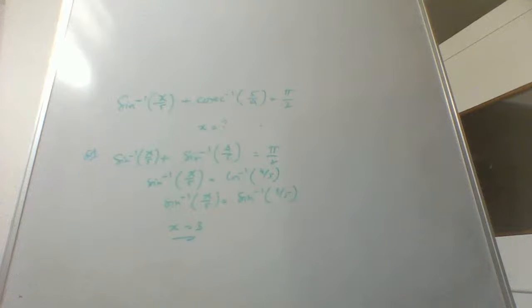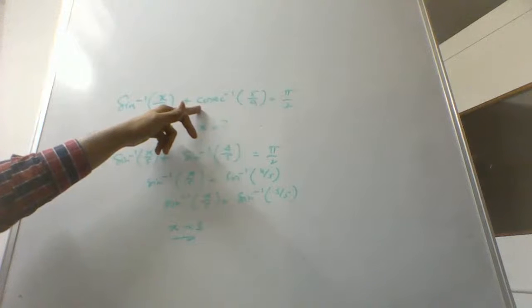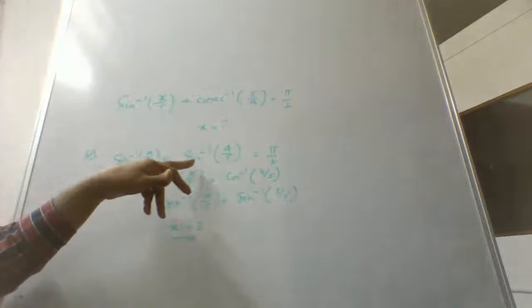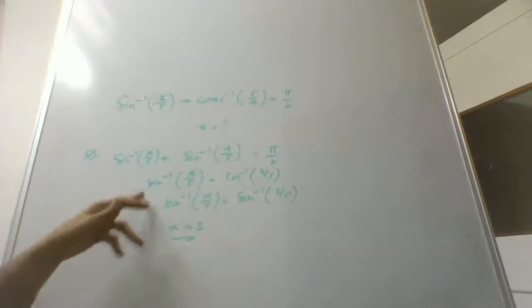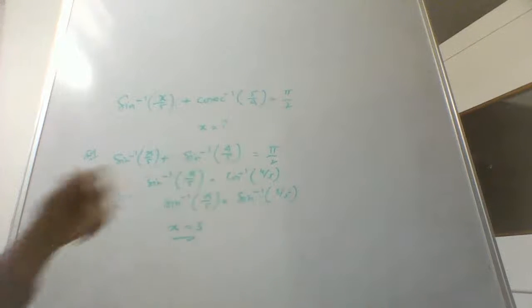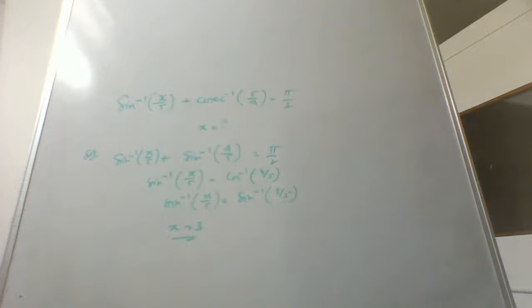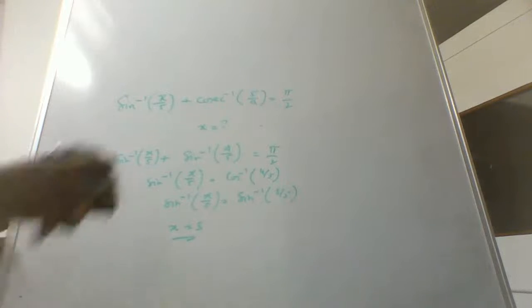If you have any queries you can ask. These are the simple steps which I have done. First I have put cosecant inverse as sine inverse of this, and then afterwards this can be written as cos inverse of 4 by 5, and so on. Let us move on to the next problem. Today I am discussing problems only on inverse trigonometry.